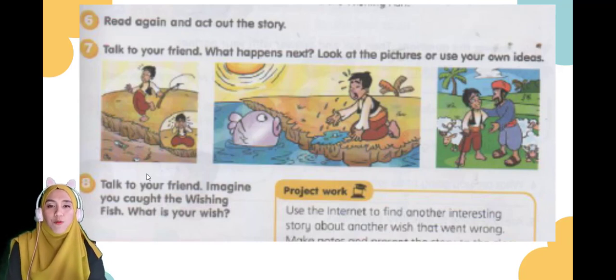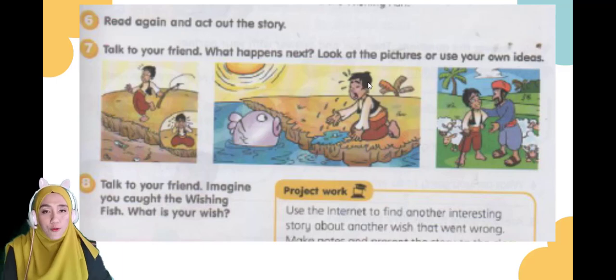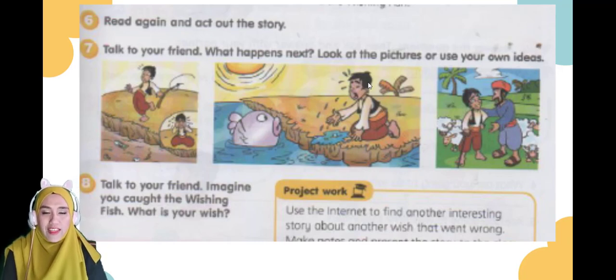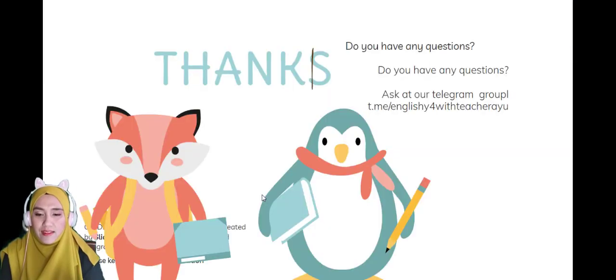So, from what I just said now, can you write the ending to this story? Talk with your friend or your siblings or your father and mother and try to tell them what you think is the ending of this story.